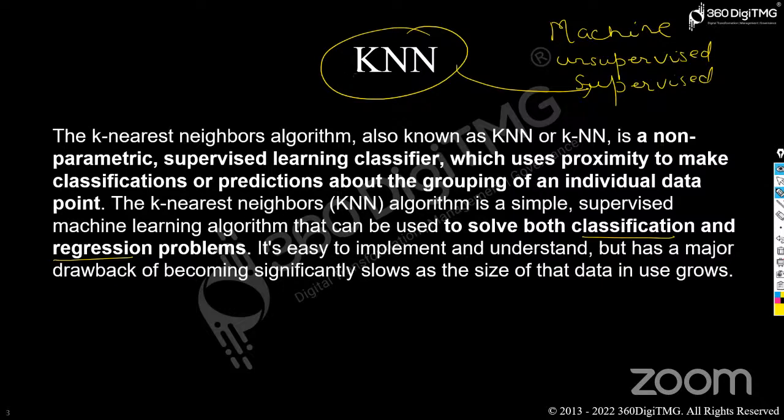Talking about KNN, it is regarded as one of the simplest algorithms because it is easy to implement and understand. But though it is very easy to implement and understand, it has some flaws also. It has a major drawback of becoming significantly slow as the size of the data in use keeps on growing. That is the drawback of KNN.